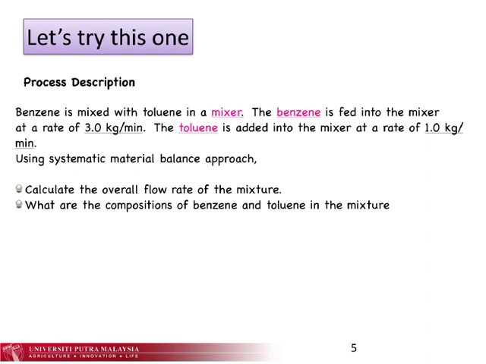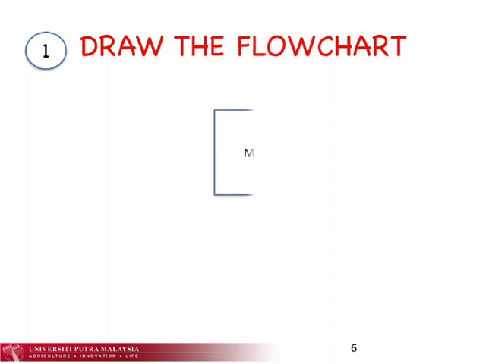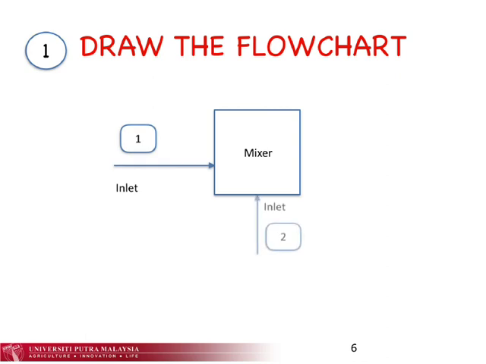Our keywords here are mixer, benzene, and toluene. Underline all those keywords. Before proceeding with the material balance calculation, the first thing that we have to do is draw the flowchart. A mixer must have at least 2 inlet streams and at least 1 outlet stream. In general, we can draw a block diagram for a mixer as shown in this figure.